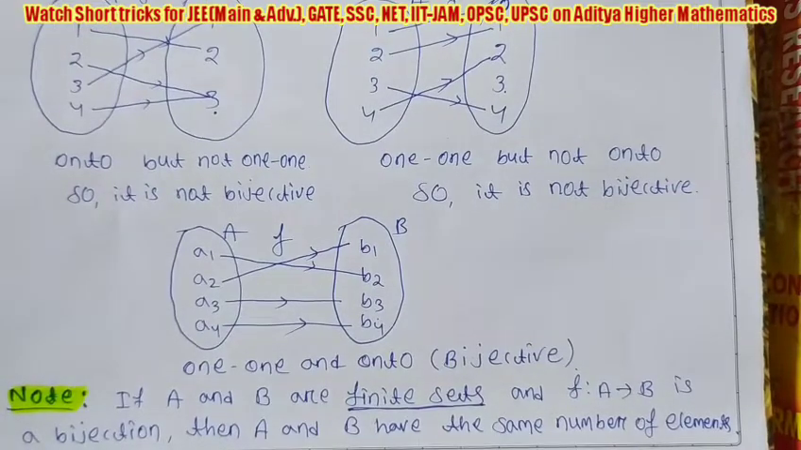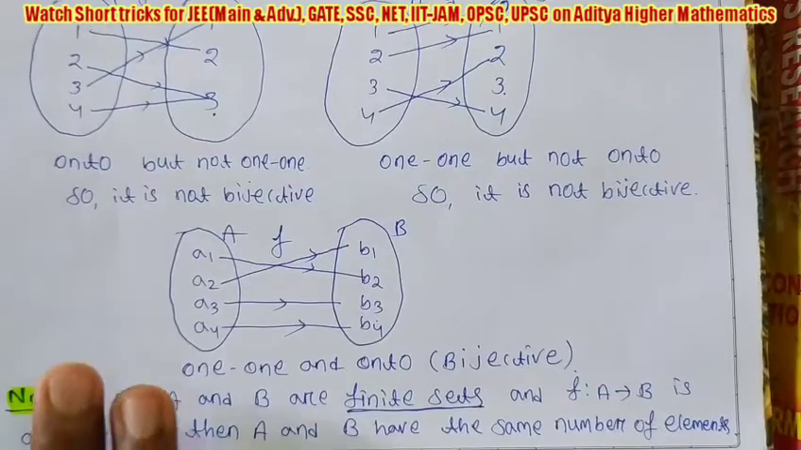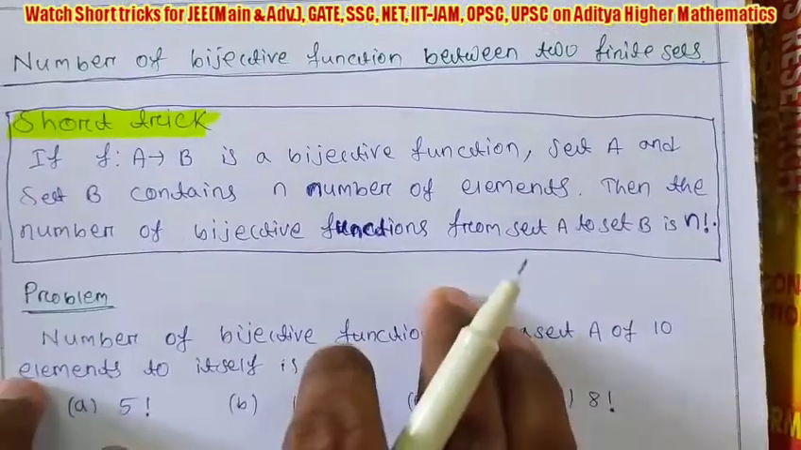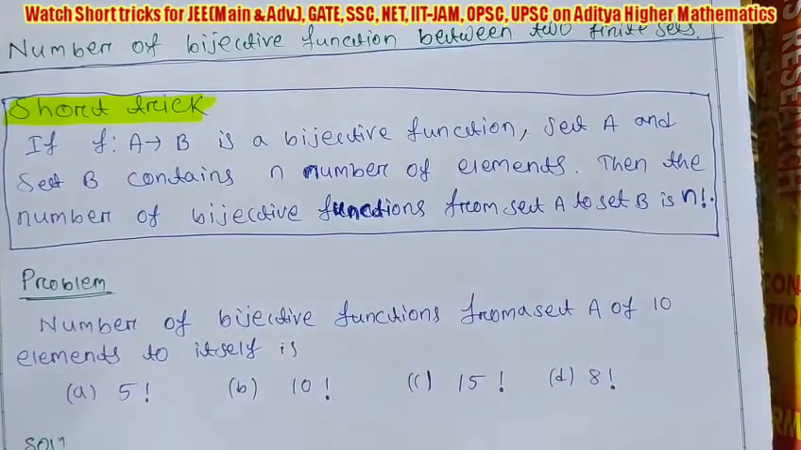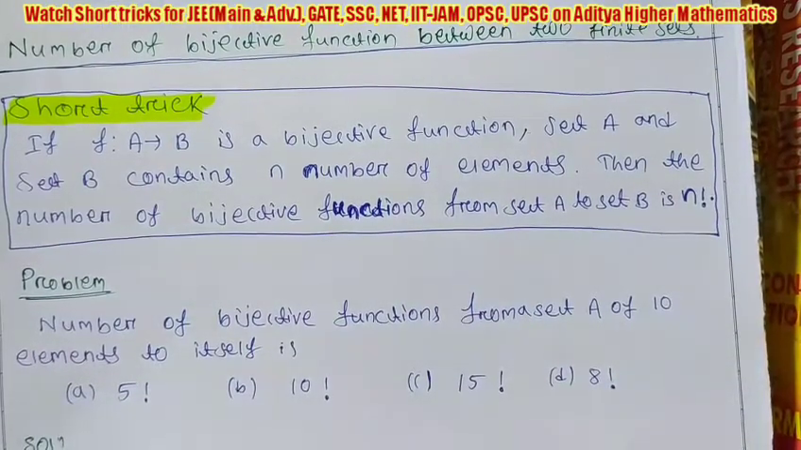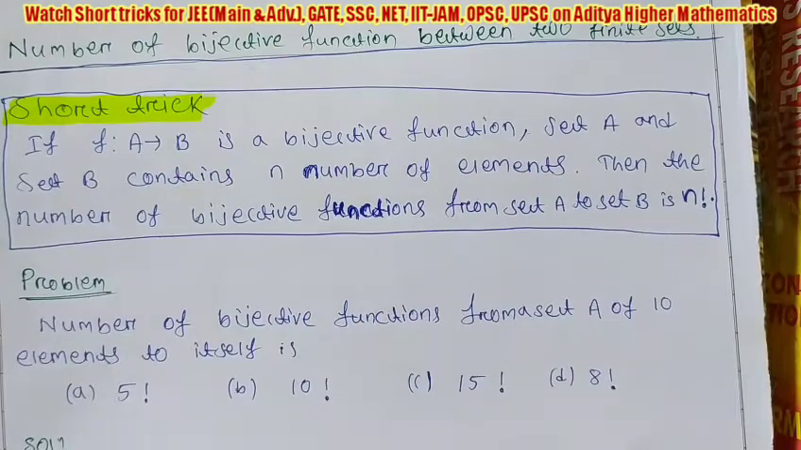Understood the concepts? Now we will discuss the trick of how to find out the number of bijective functions between two finite sets. And it is an important powerful trick. Using this trick you can solve one question in 5 seconds.